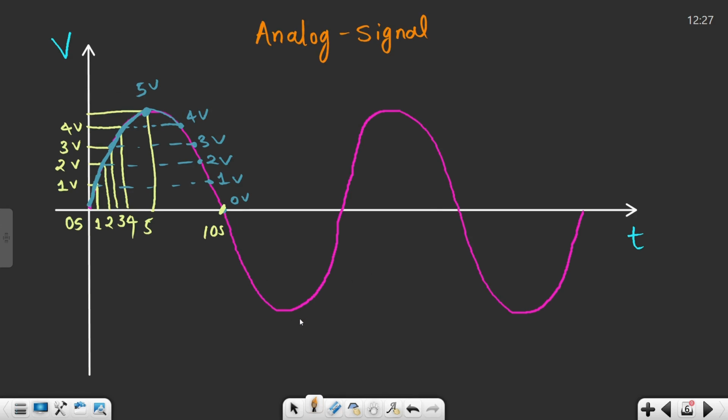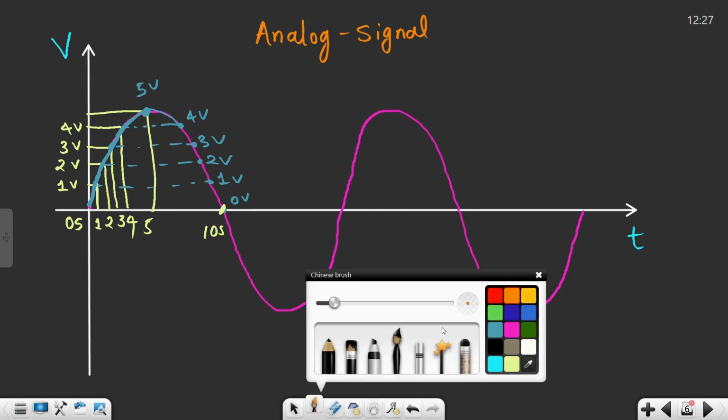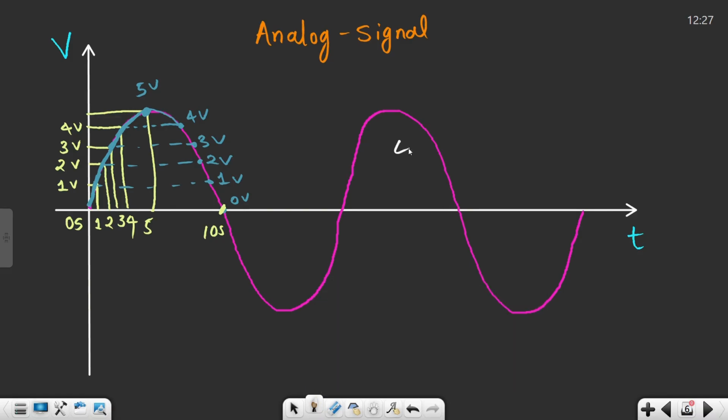Now take this as your homework. How exactly will you achieve this particular negative half? This particular part is known as the positive half of the signal, and this particular part is known as the negative half of the signal. So treat it as your homework.